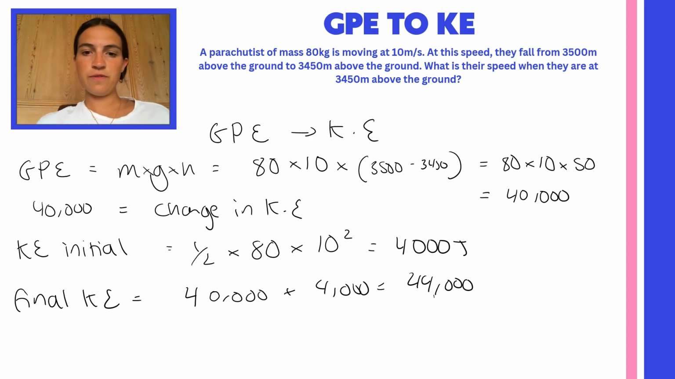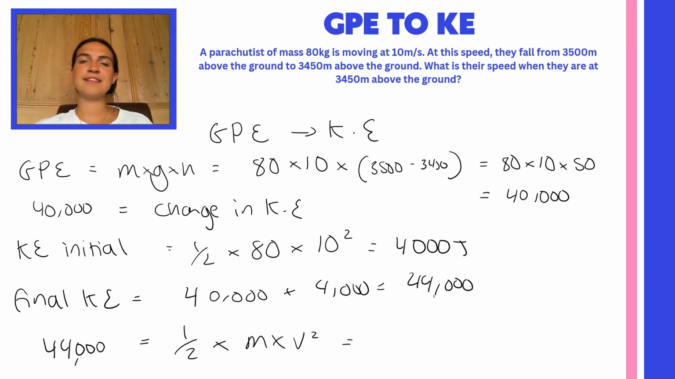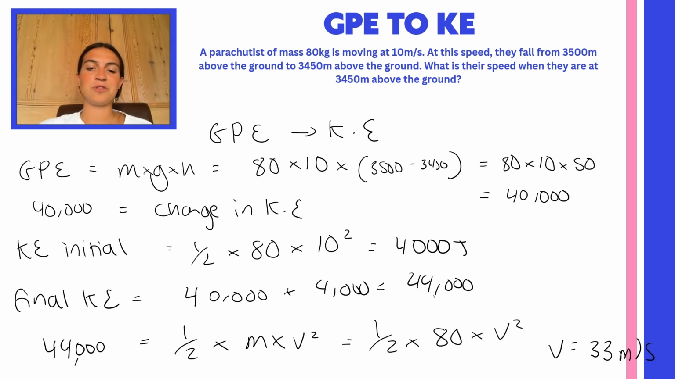So that is 40,000, that's the number I got for the change in GPE, plus 4,000, its initial kinetic energy, 44,000 joules, okay? So now I have got this parachutist's total kinetic energy at this new height of 3,450 meters. So I can set that equal to the equation, half mv squared, and so that is equal to half the mass, 80, times v squared, and if I divide that 44,000 by a half times 80, and then take the square root, I get that v is 33 meters per second.